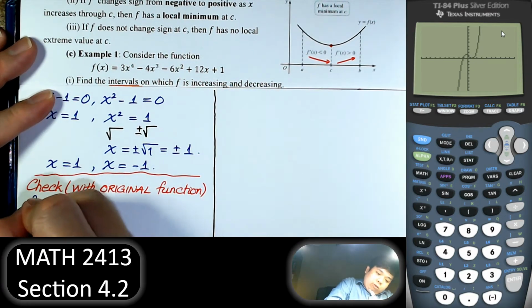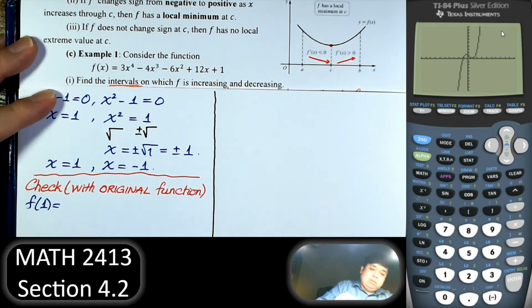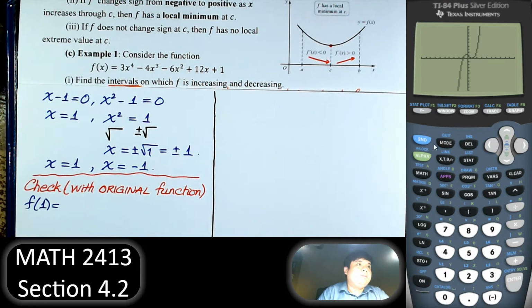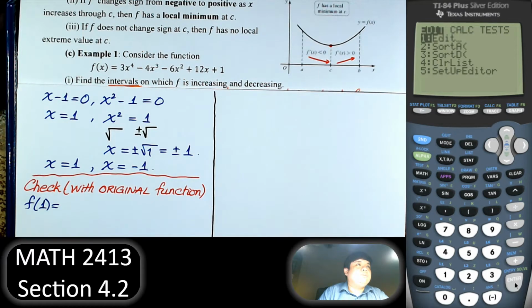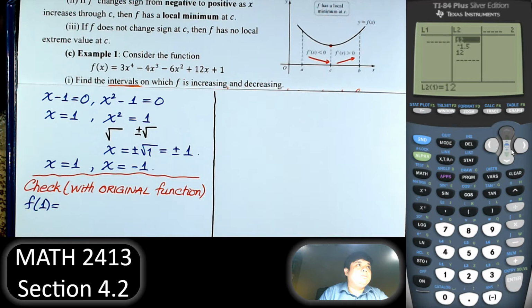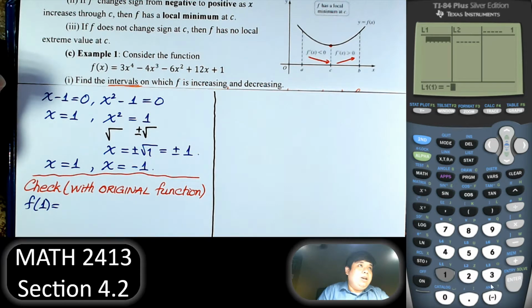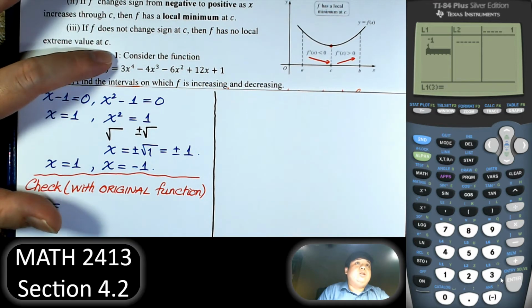So when x equals 1, put 1 in here. So I can just say 1 and -1, and I just use the list, -1 and 1. Check with the original function.